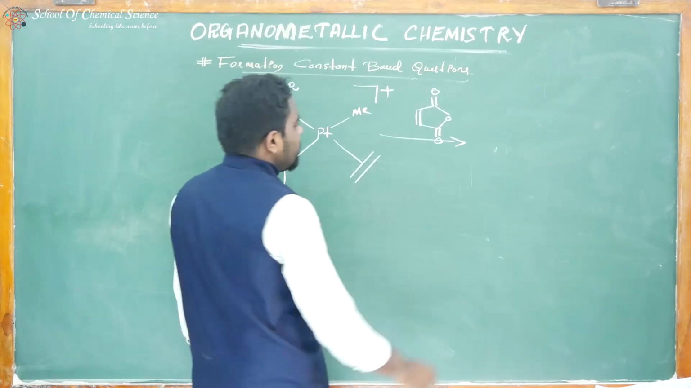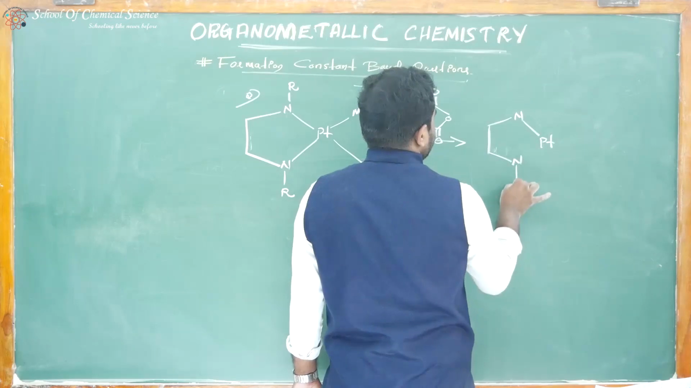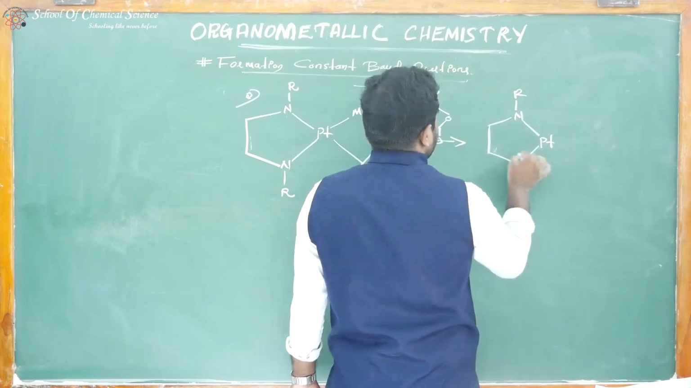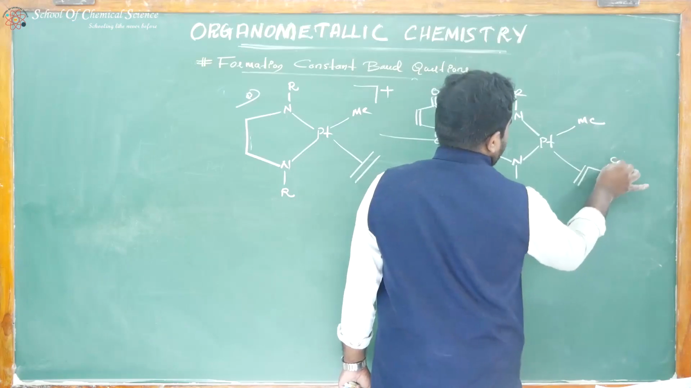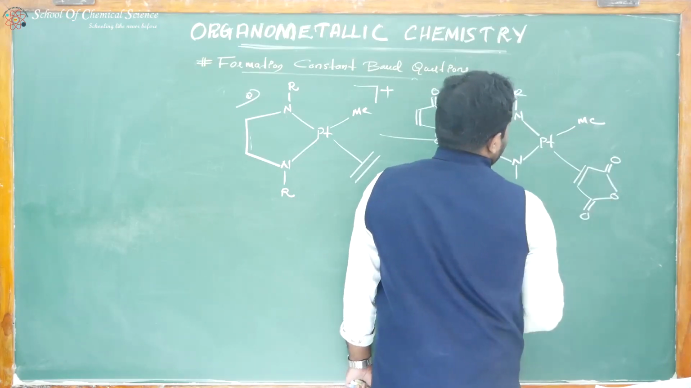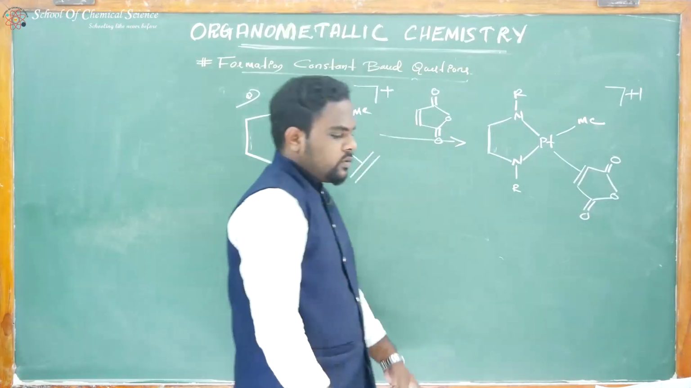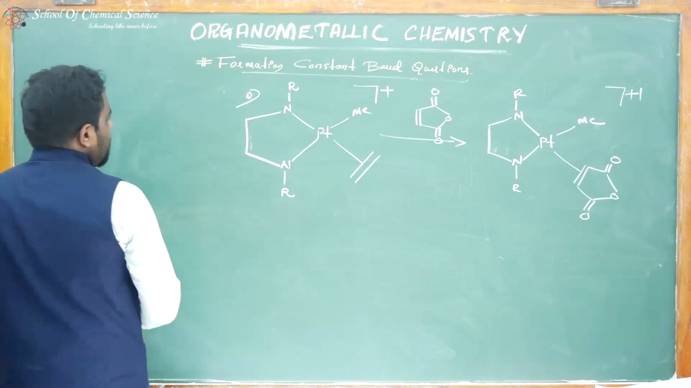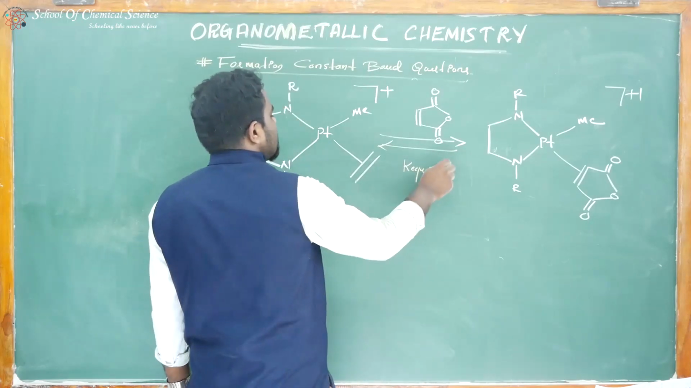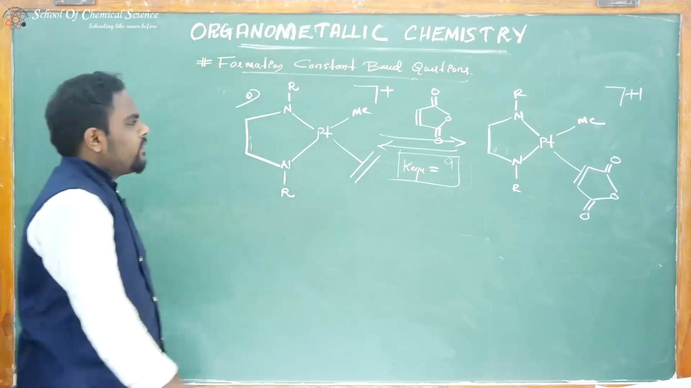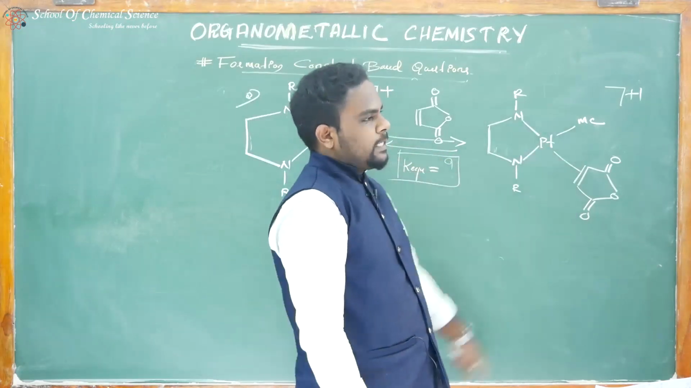Your product will be platinum N Me. This alkene is replaced by this one. Similar to the previous question, and the overall charge is equal to +1. My question is, it's a reversible reaction, whether the K equilibrium is greater than 1 or less than 1. Similar to the previous question, an ethylene is replaced by this one.